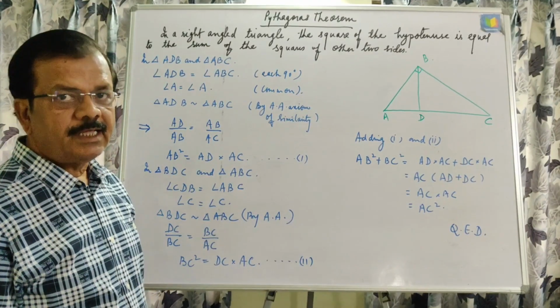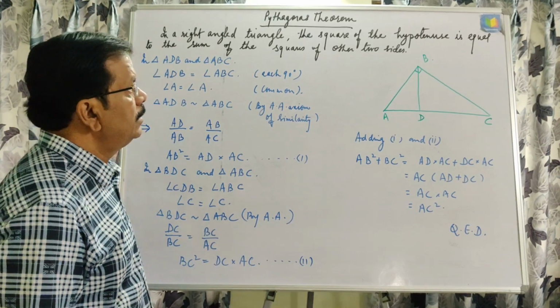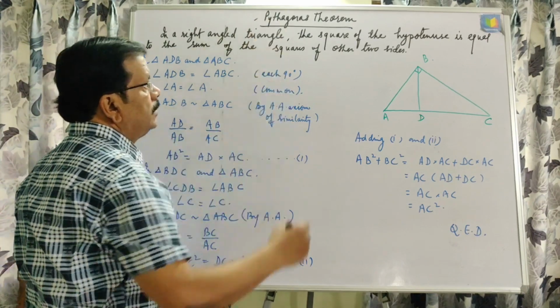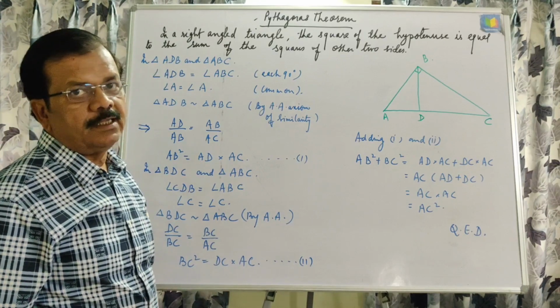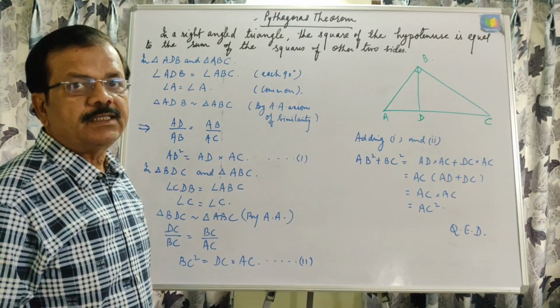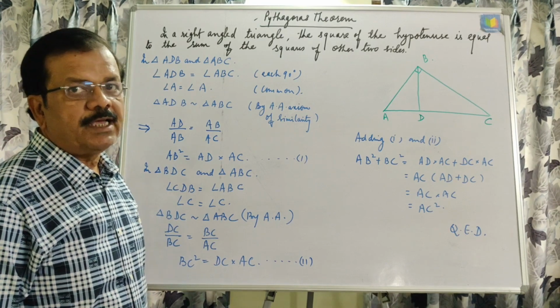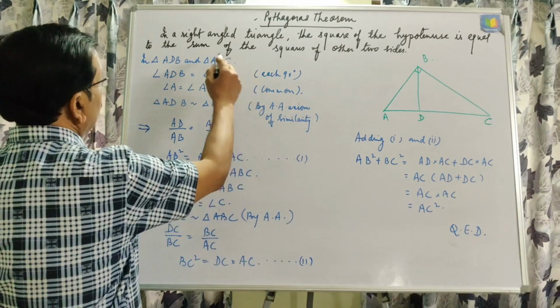Triangle is a very lengthy chapter of CBSE class 10, and Pythagoras is the last topic of this chapter. We will prove the Pythagoras theorem here with the help of similar triangles. Now take the statement of the Pythagoras theorem.